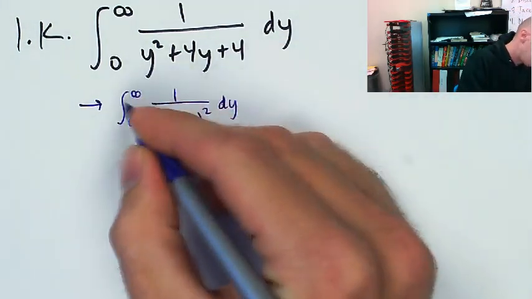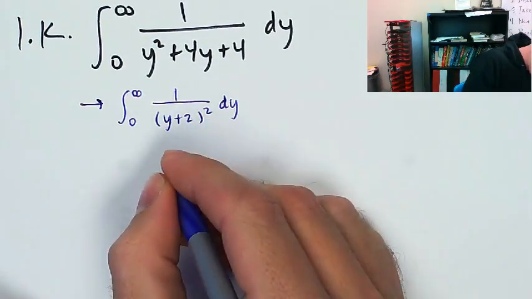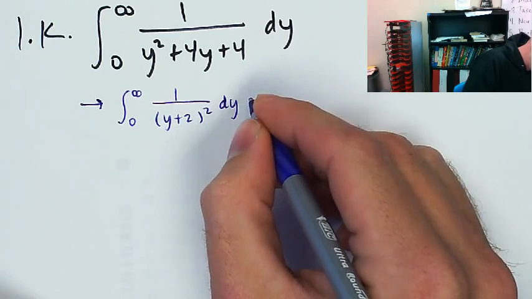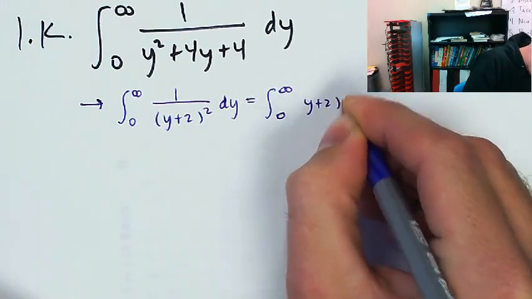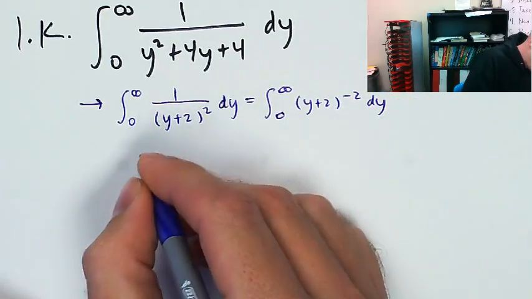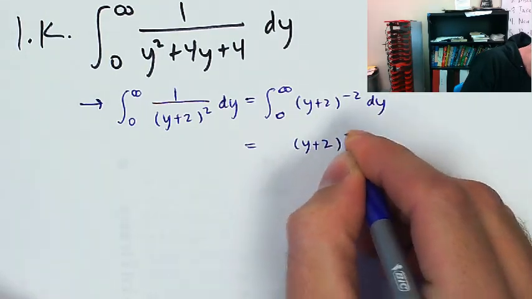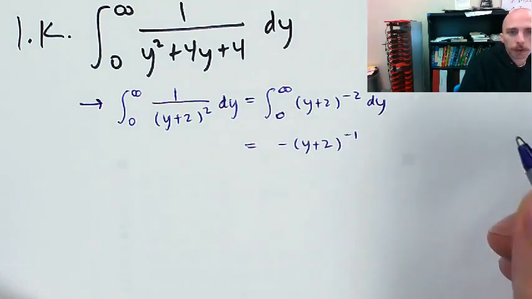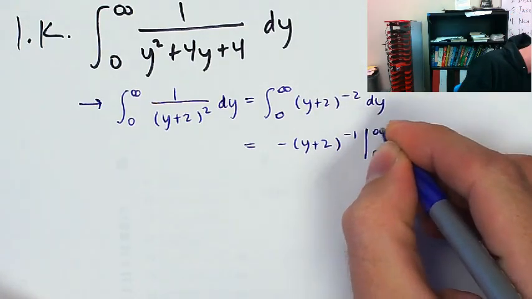What I have to worry about is at infinity, right? So I'm going to take the antiderivative. So that's y plus 2 to the negative 2 power, dy. And I'm going to add 1 to the power, divide by the new power, and check to make sure it's a valid antiderivative. It is. And I'm going to let that run from 0 to infinity.